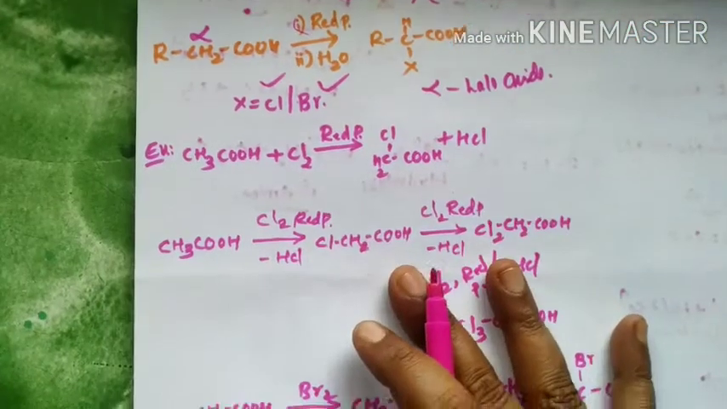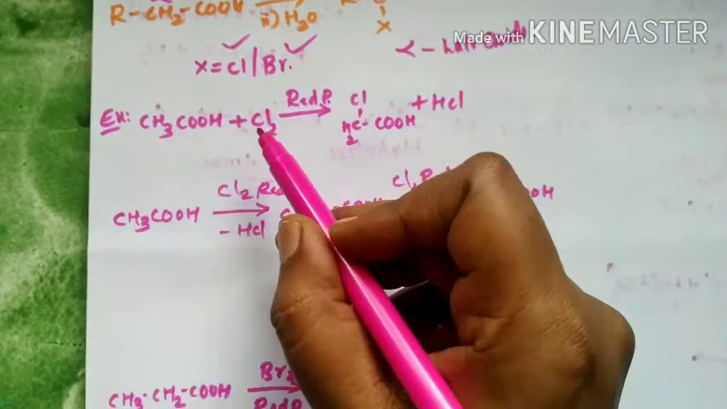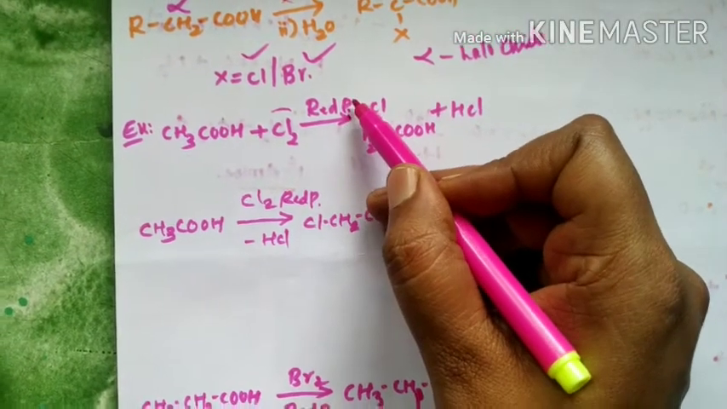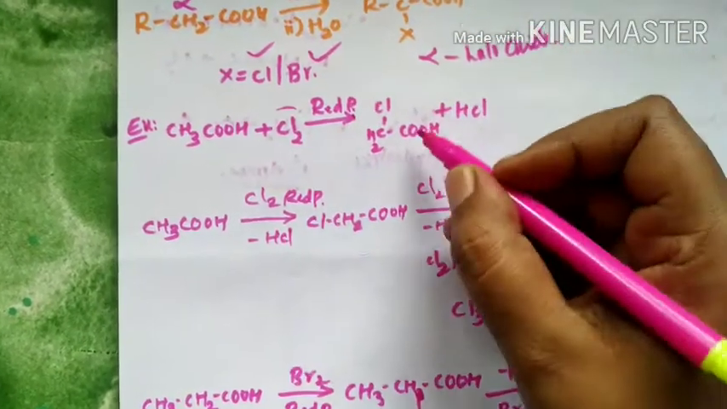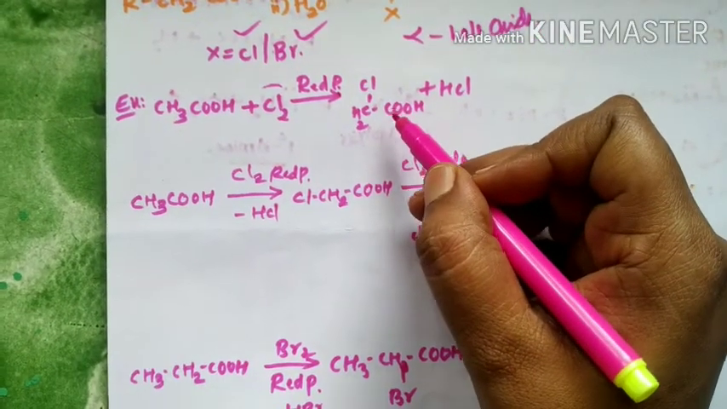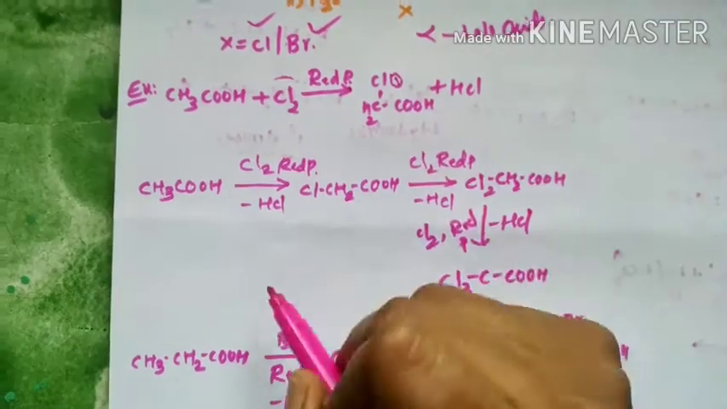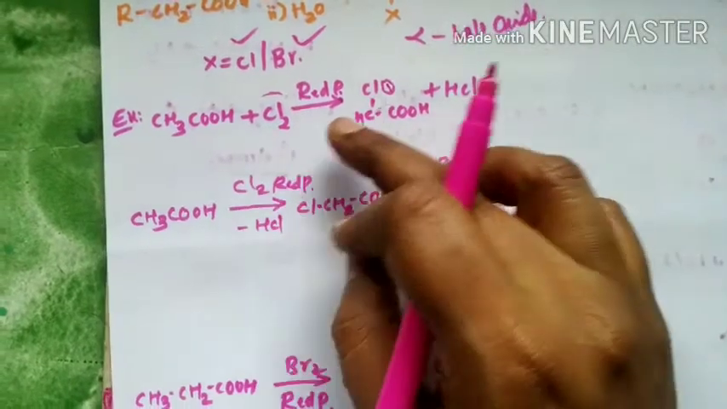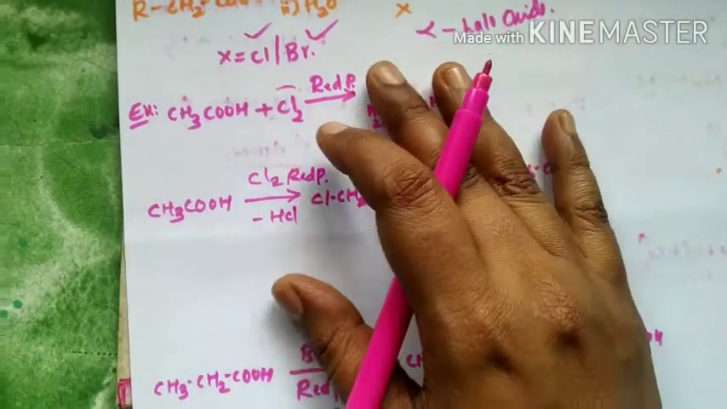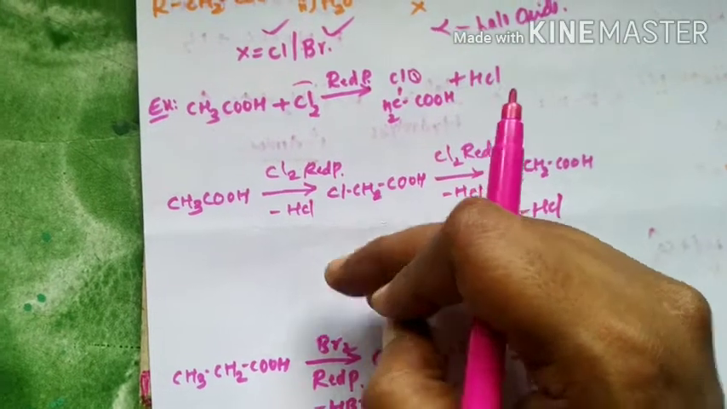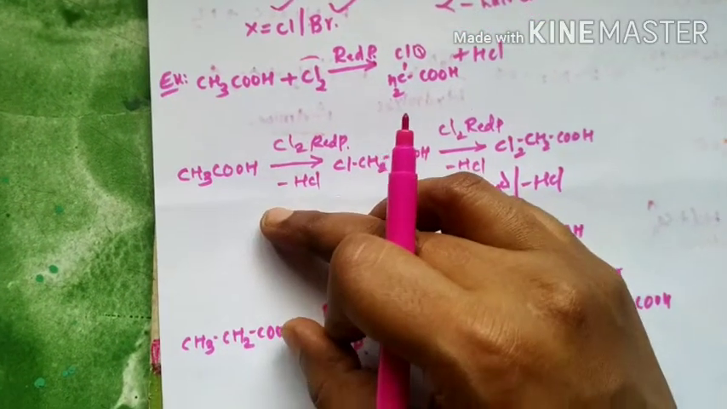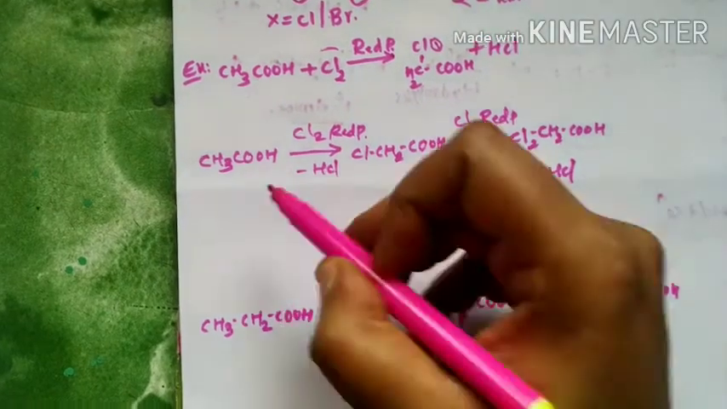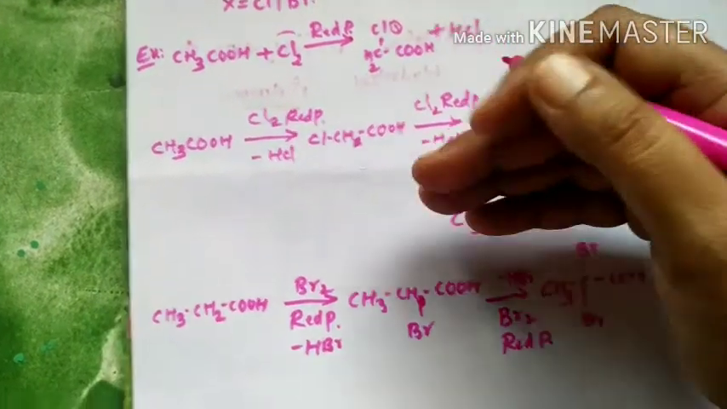If you see the example, acetic acid when treated with chlorine in the presence of red phosphorus forms monochloroacetic acid plus HCl. If a number of chlorine atoms are attached to this alpha carboxylic acid, then this reaction takes place in 2 or 3 steps.